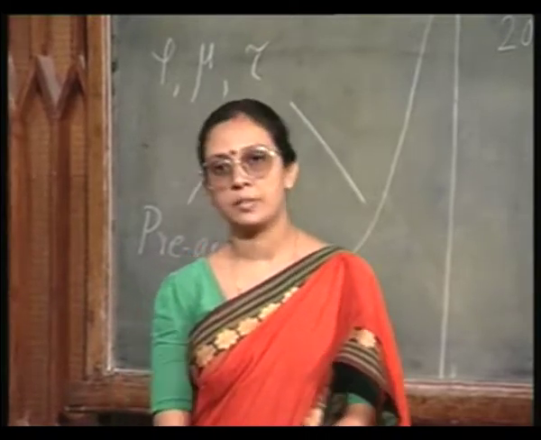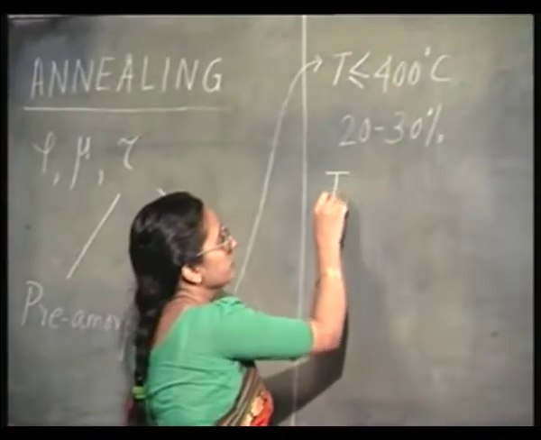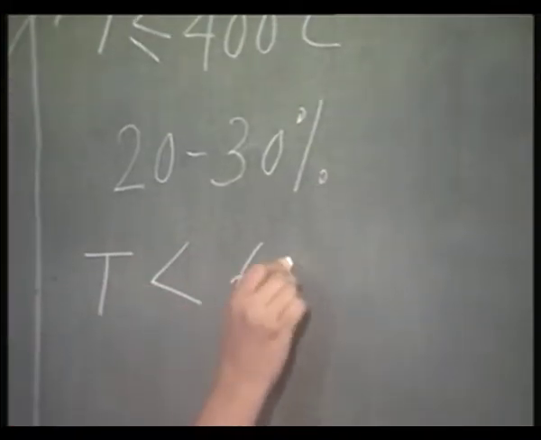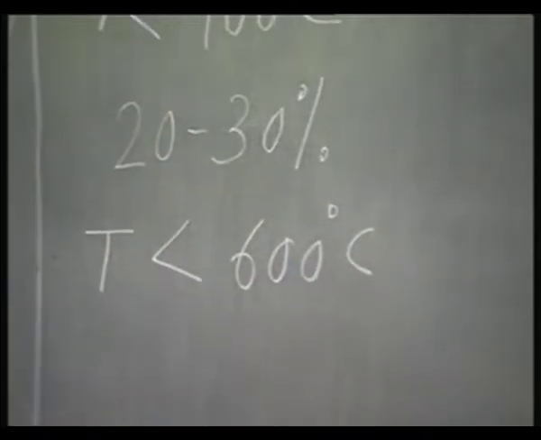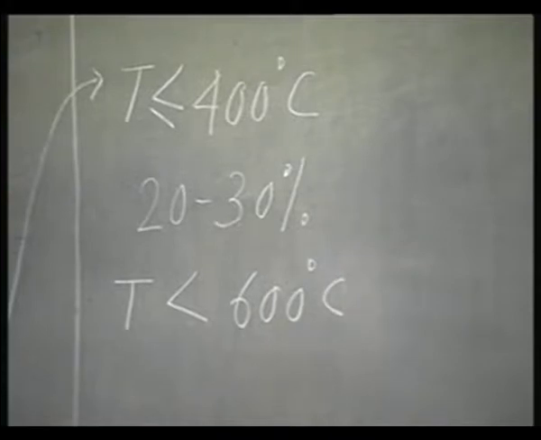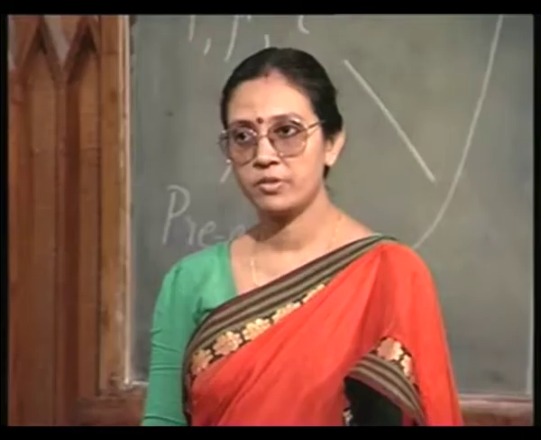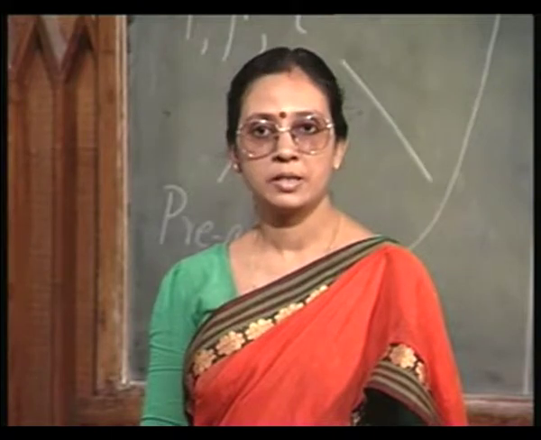Let us increase the temperature. Let us say around 600 degree centigrade, say around 550 to 600 degree centigrade. Here a very interesting thing begins to happen. Remember, this material is pre-amorphized. At this temperature range, 550 to 600 degree centigrade, the crystalline order emerges.